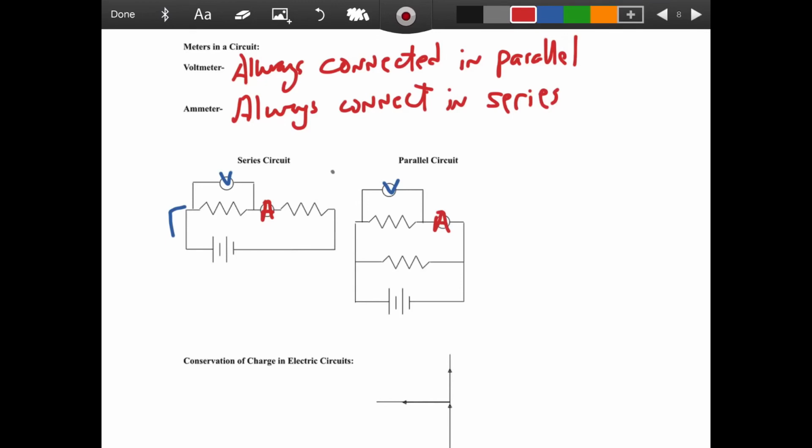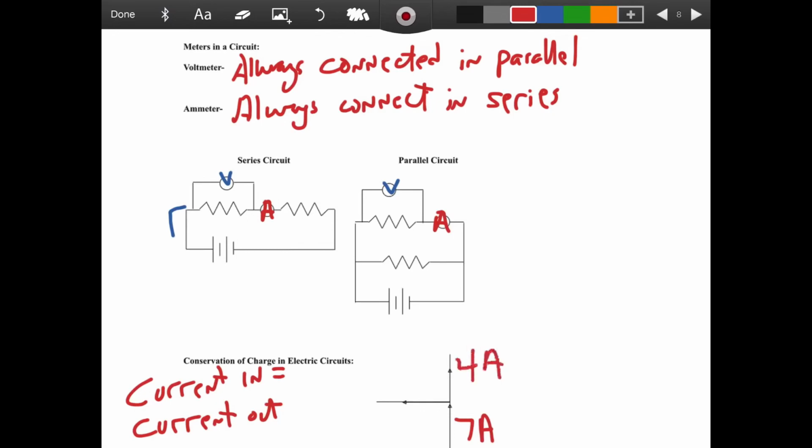And then as far as conservation of charge in electric circuits, this point is what's called a junction in a circuit. And our rule for that is that the current in has to be equal to the current out. So if I make up some values here, let's say I have 7 amps coming in and I have 4 amps coming out. Well, I need a total of 7 amps coming out. Therefore, this would have to be equal to 3 amps.